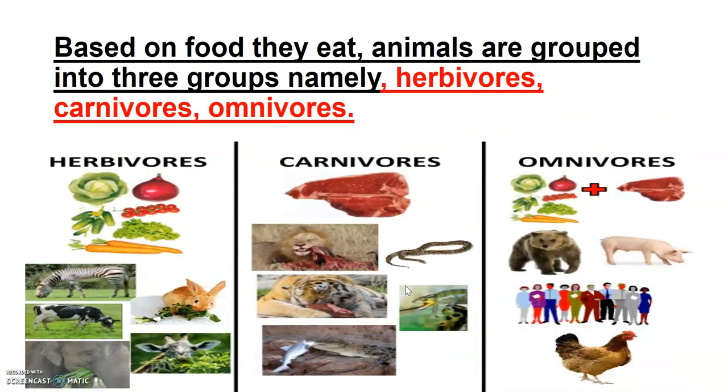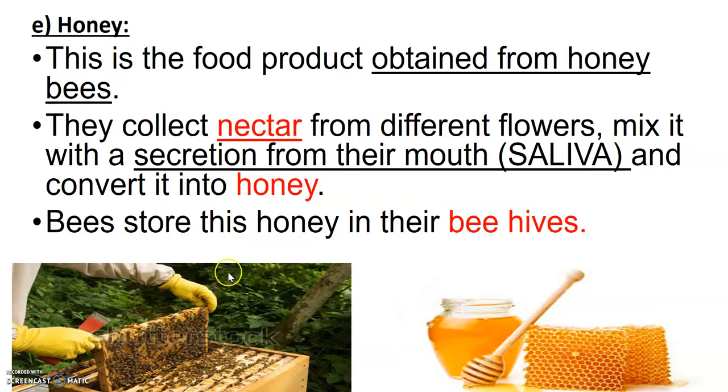This is the last slide that shows the food that is obtained from animals. The food that is obtained from animals, we have five of them. One was milk, and then we had dairy products. Second was egg. Third was meat. Fourth was seafood. And fifth is honey.